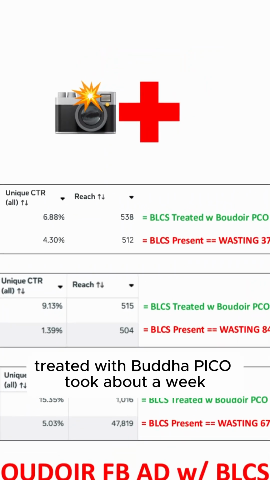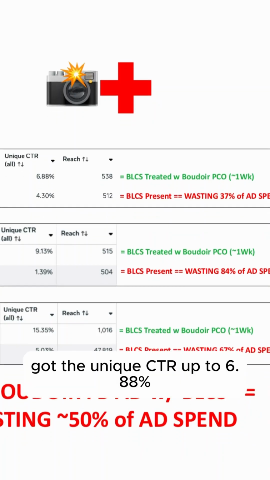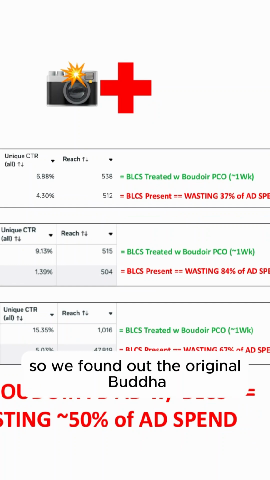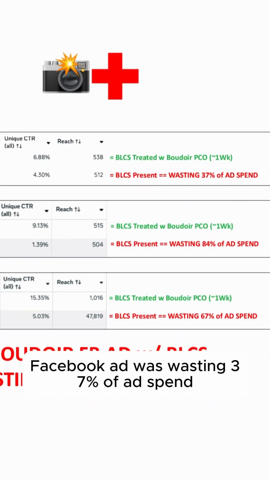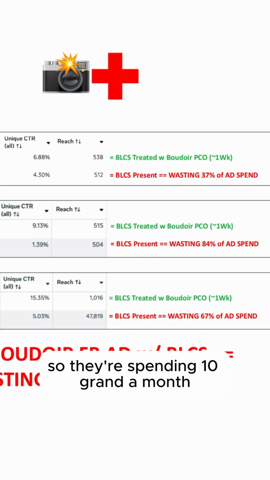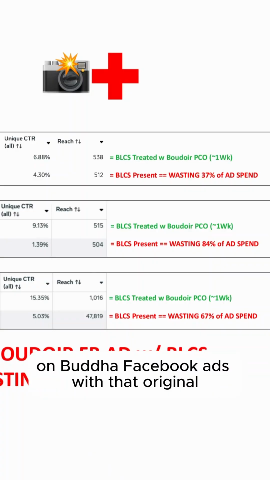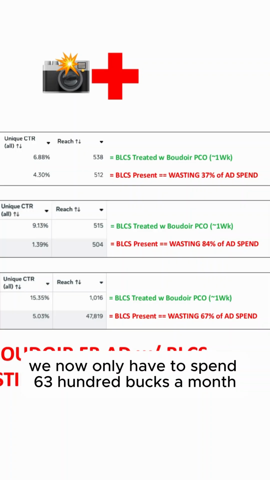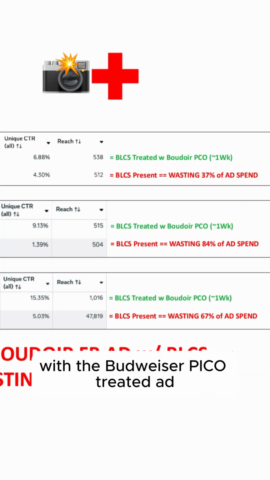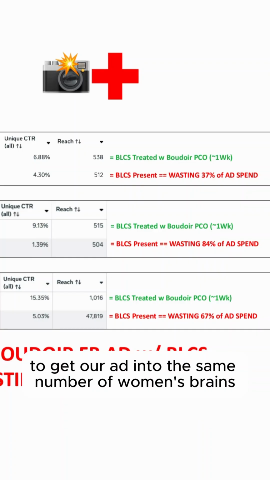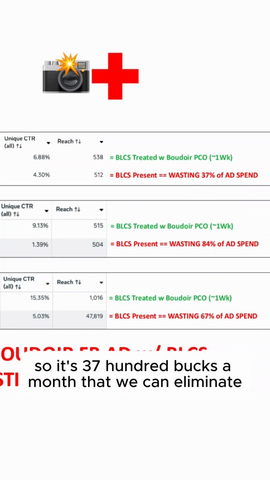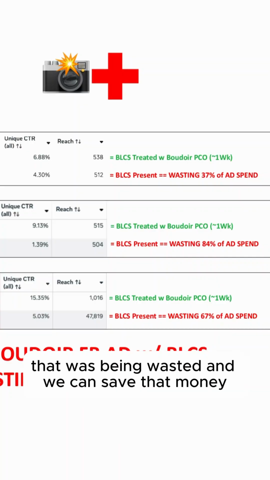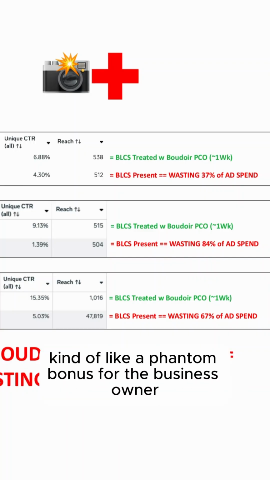So we duplicated it, treated it with Boudoir Pico. Took about a week. Got the unique CTR all up to 6.88%. So we found out the original Boudoir Facebook ad was wasting 37% of ad spend. So if they're spending 10 grand a month on Boudoir Facebook ads with that original, then we now only have to spend $6,300 a month with the Boudoir Pico treated ad to get our ad into the same number of women's brains. So it's $3,700 a month that we can eliminate that was being wasted, and we can save that money, kind of like a phantom bonus for the business owner.